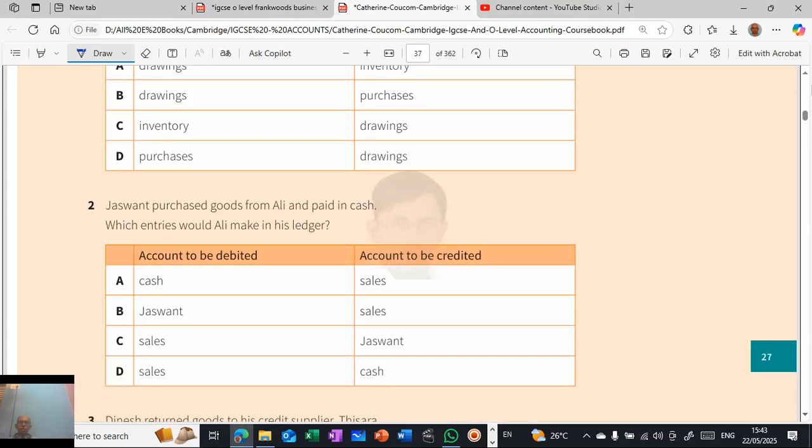Then there is another second question. Jaswant purchased goods from Ali and paid in cash. Which entries would Ali make in his ledger? Account to be created, account to be debited. So pause this and then try to answer yourself.